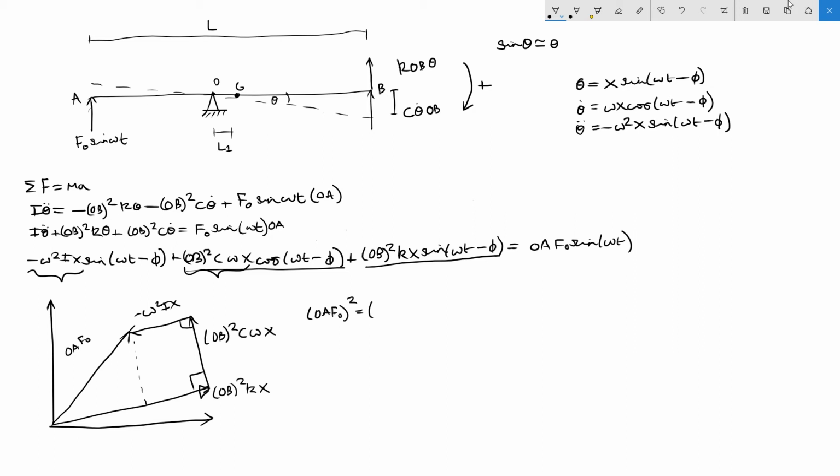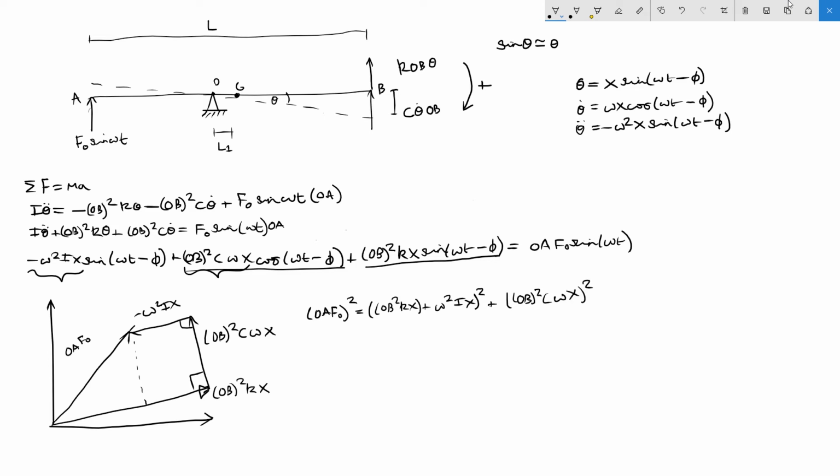So this is going to turn to a plus, and we're going to end up with (OB squared kx plus omega squared Ix) all squared, and then this length here is simply this length. So I'm going to add (OB squared c omega x) all squared.